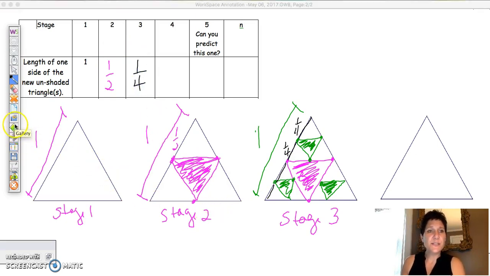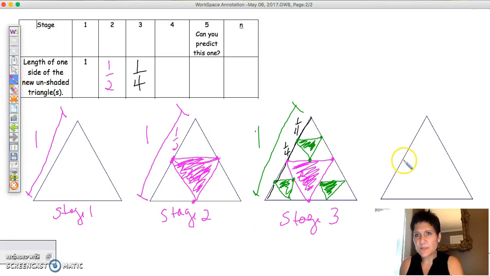Now, when you go into stage 4, as we said earlier, we keep going back to my pink one because that's what I started off with, and we're going into stage 4 now. Here's your stage 4. Okay, so in stage 4, I have this right here.